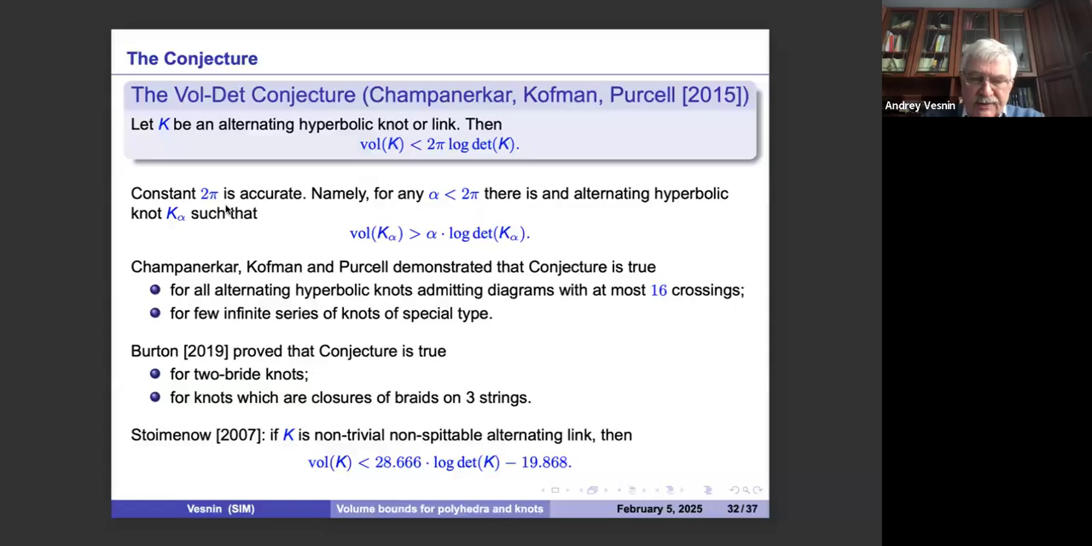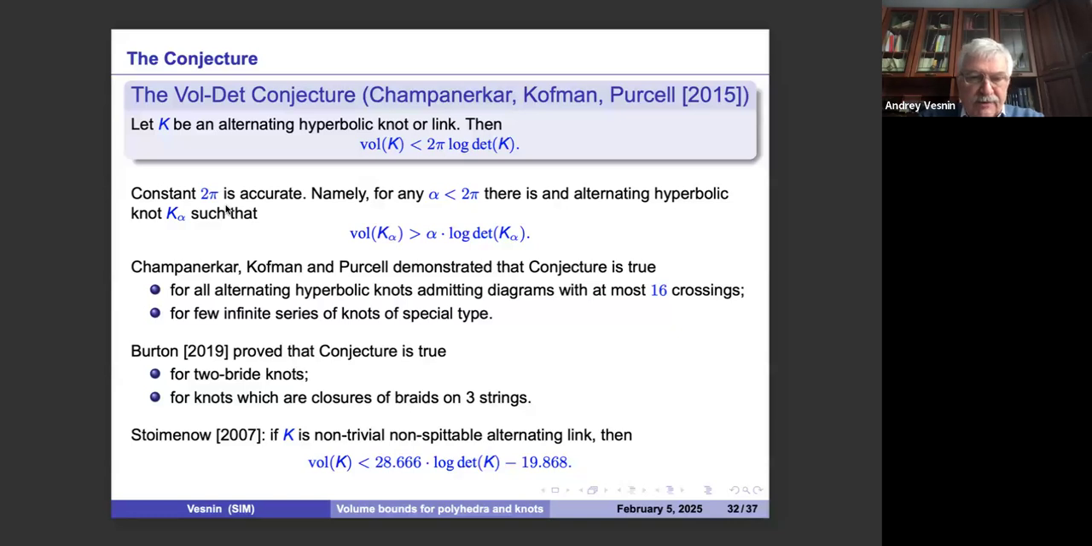The determinant can be defined in different ways. It's the determinant of the Seifert matrix, some matrix corresponding to Seifert surfaces, or it's just the order of the first homology group of the two-fold branched cover. There's a lot of literature about the determinant. It's a very famous invariant.